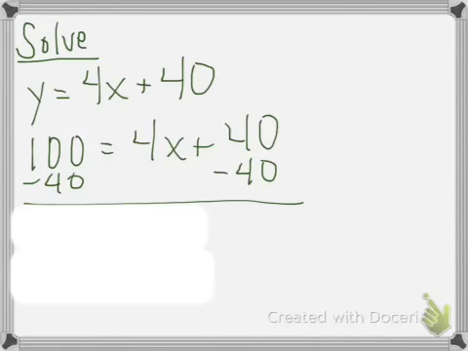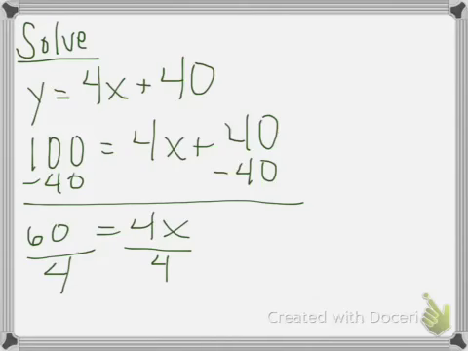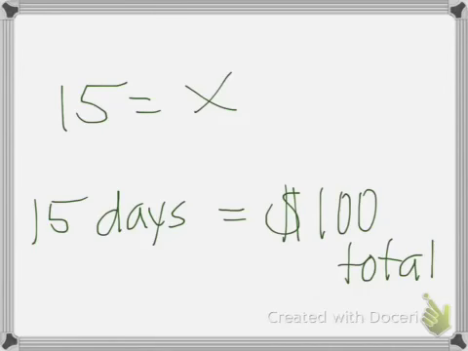Subtract 40 from both sides, and you are left with 60 equals 4x. Divide both sides by 4, and you should end up with 15. 15 is the number of days he needs to save in order to reach $100.